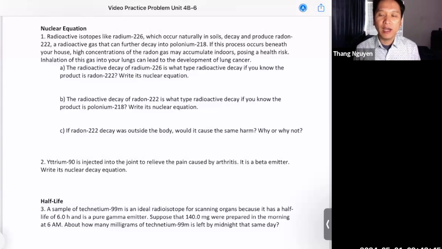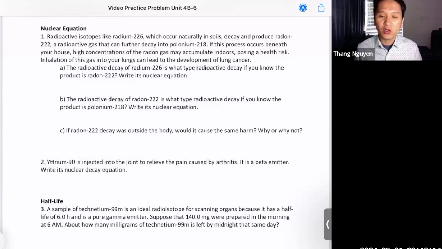And why it is a health risk is because inhalation of this gas into your lungs can lead to the development of things like lung cancer. Okay, so this is just some side information about how this can be applied to our everyday experience, and hopefully it's not, because that's not safe. So the first question here is, the radioactive decay of radium-226 is what type of radioactive decay?